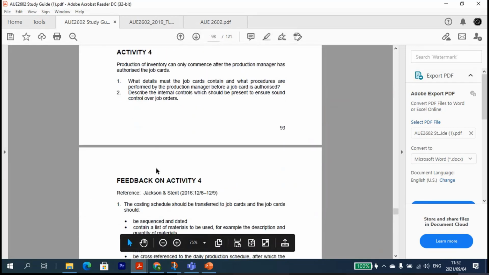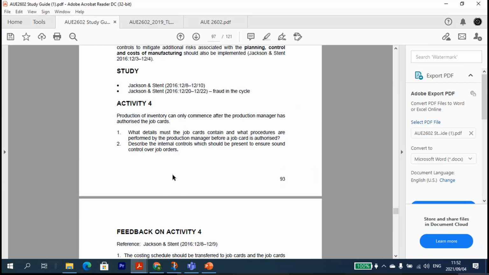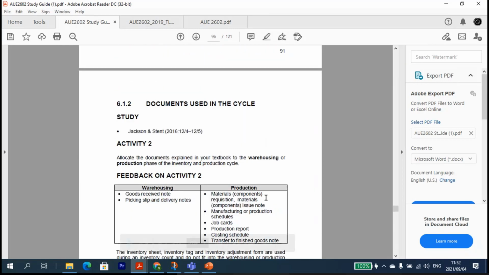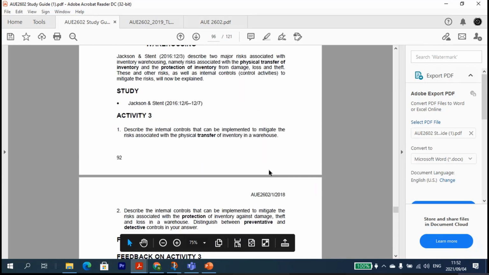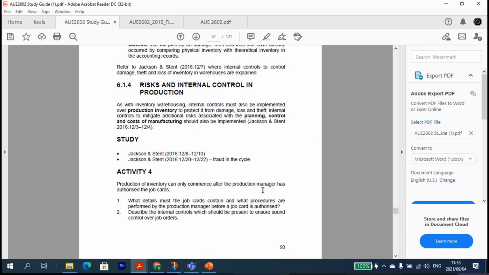Activity 4. Production of inventory can only commence after the production manager has authorized the job cards, right? So now we're talking about the job cards, which were part of your production function of your inventory.